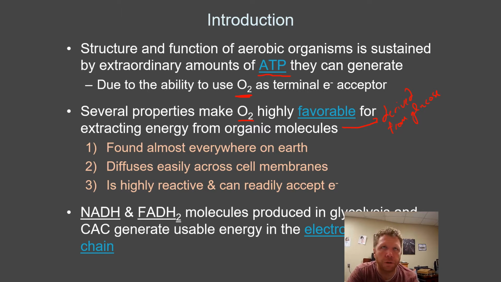Now, what makes oxygen unique is that it's found almost everywhere on Earth. It diffuses very easily across membranes, which is unique, and we'll talk about diffusion across membranes a little bit later on when we talk about membranes. But it's highly reactive and it can very readily accept electrons. Now, NADH and FADH2, those are our money makers, because these are molecules that are produced in glycolysis and the citric acid cycle, aka TCA cycle, that generate usable energy in the electron transport chain.